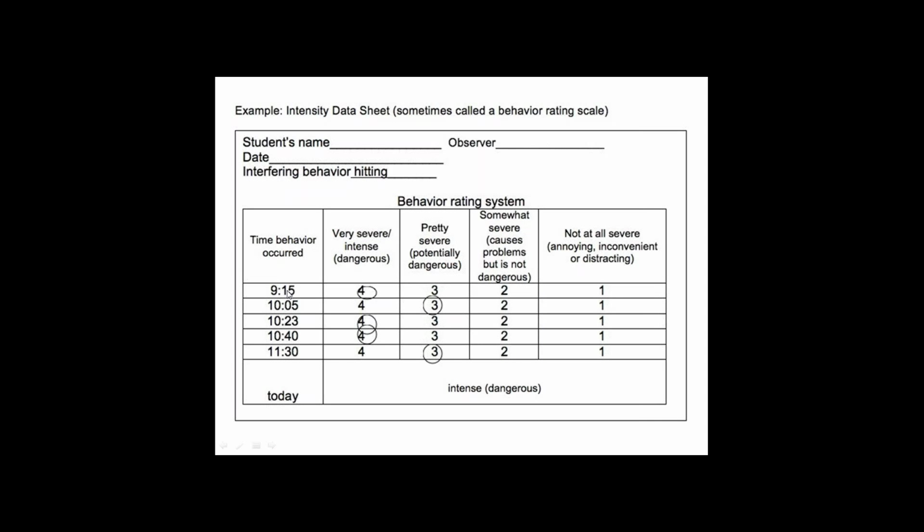We've got 9:15, and we've got a behavior rating system, and here the teacher has indicated it's at a 4, which they've designated as very severe, intense, or dangerous. But again, we don't necessarily have parameters around what that looks like. Then we see here it started up at 10:05 and then at 10:23. But what we also don't know is how long did the behavior last? Did it last from 9:15 to 10:05, or was it one hit to a desk at 9:15 and then nothing till 10:05? So again, we really need some more specific information.